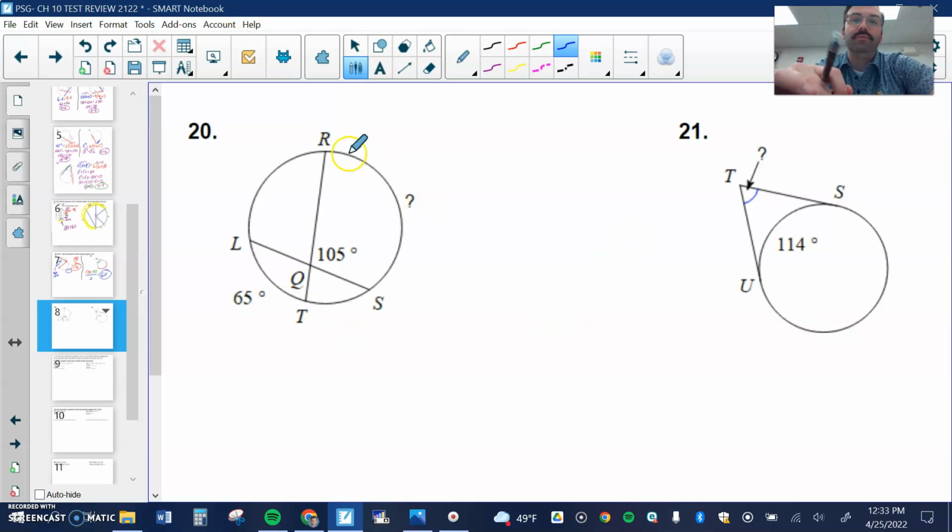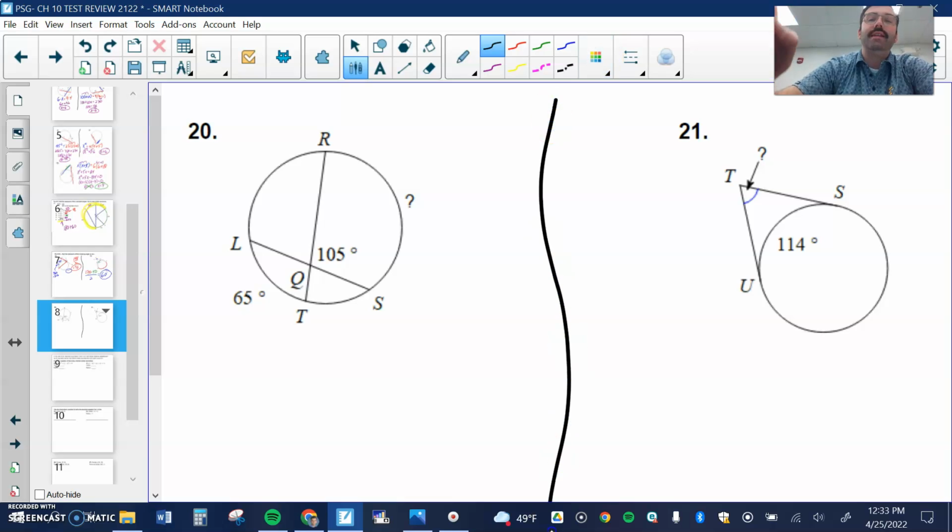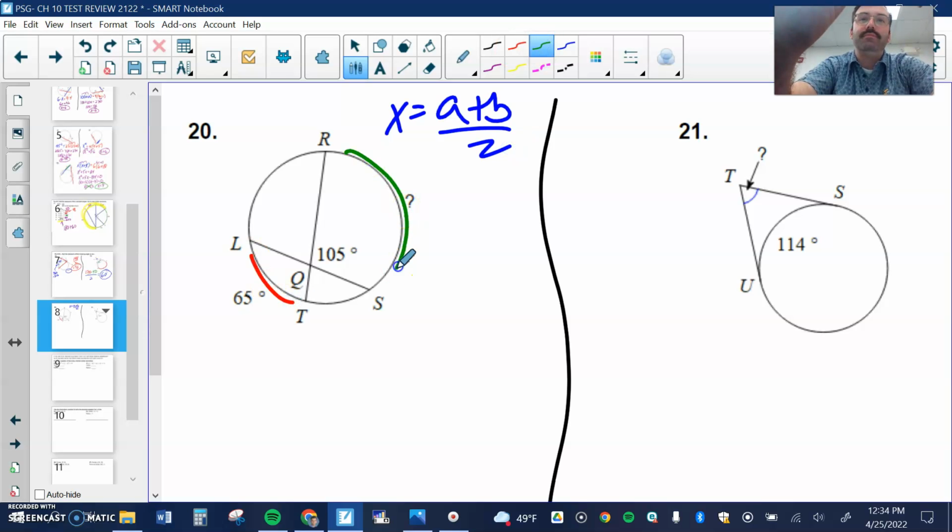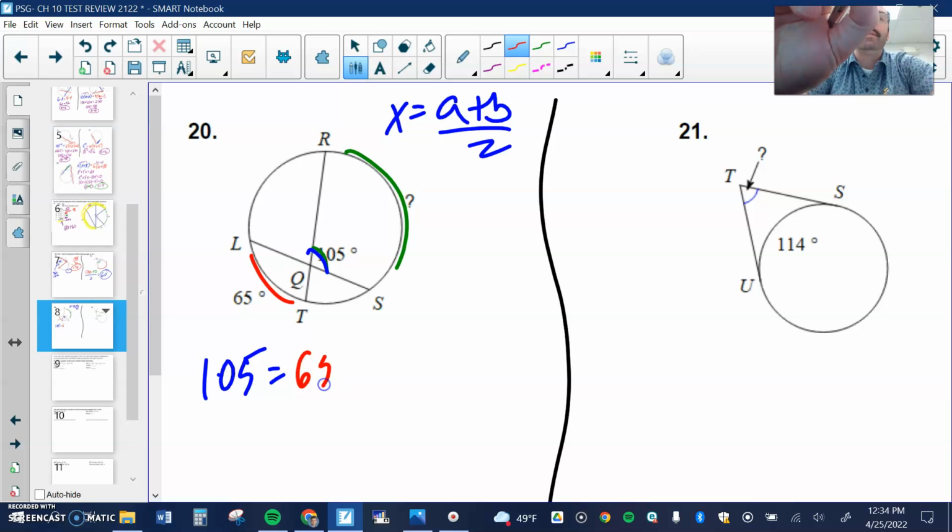All right, next 2. Okay, this one, number 20, is a little bit different. It's a work backwards problem. All right, I know the angle. I have to find one of the arcs. So this one, the angle, since it's inside the circle, it's A plus B over 2. Or here's A, here's B, and here's my angle. Well, since I know the angle is 105, I know that X is 105. I know that A is 65. Well, I'm trying to find B. This is all over 2.